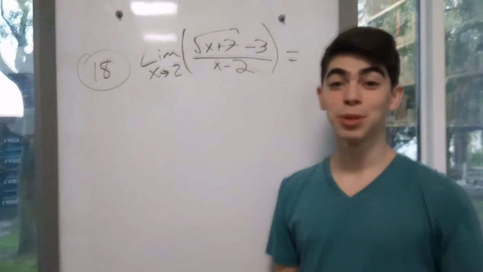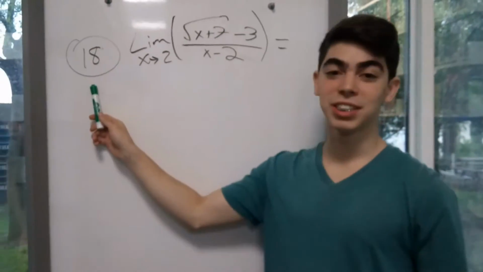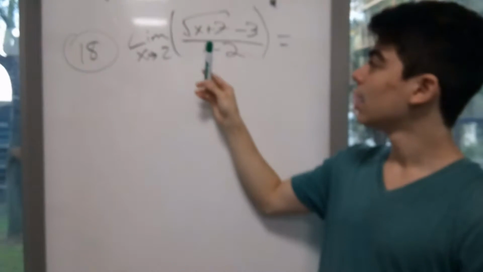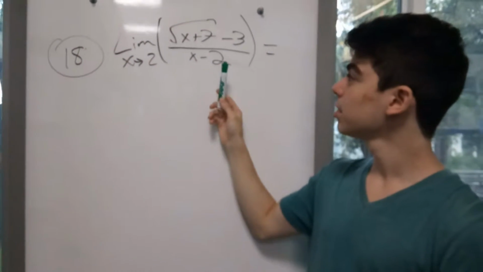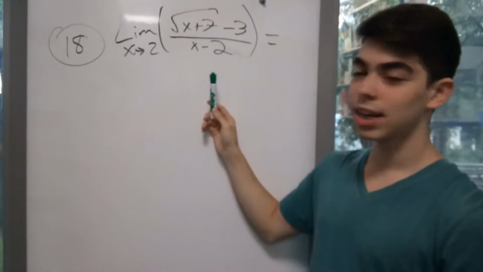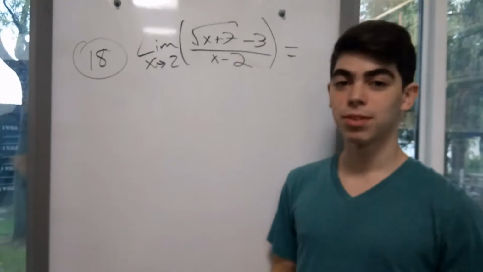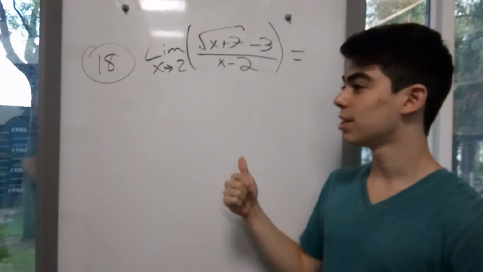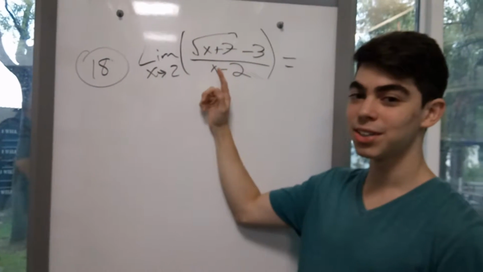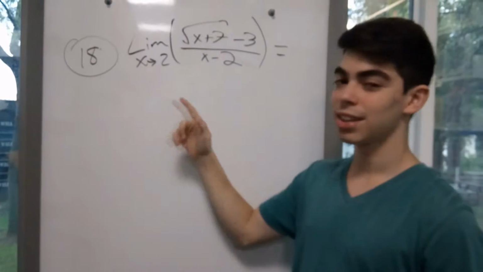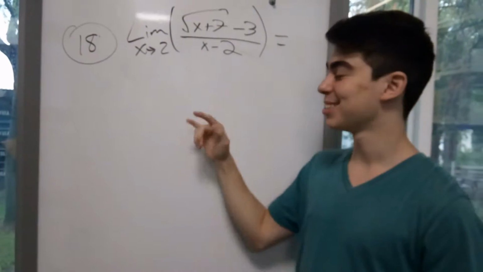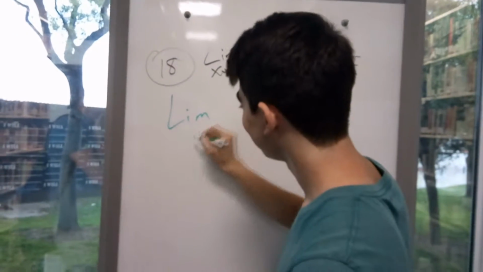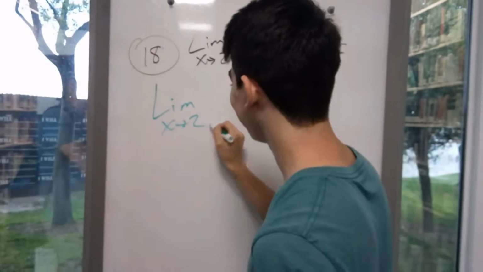Okay, first we're going to explain problem 18. That is the limit as x approaches 2 of the square root of x plus 7 minus 3, over x minus 2. The first step is multiplying by the conjugate of the numerator, putting the conjugate on top and on the bottom. So we can cancel this one. So we can cancel this one.